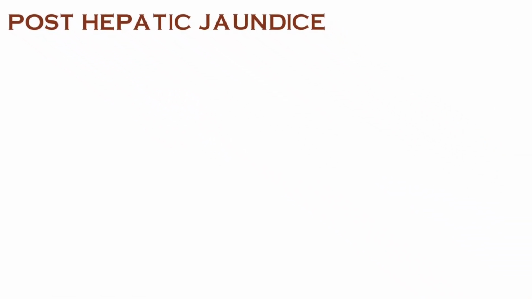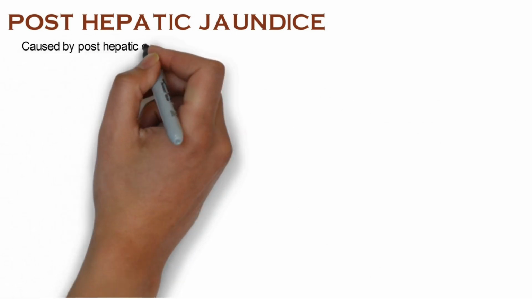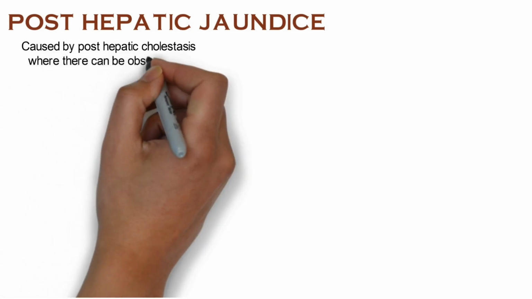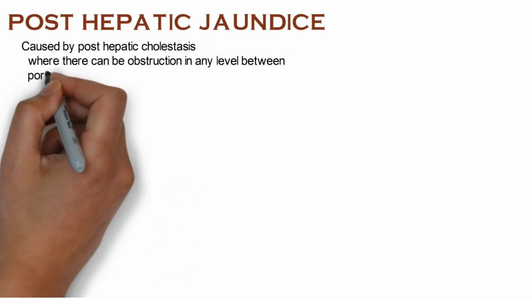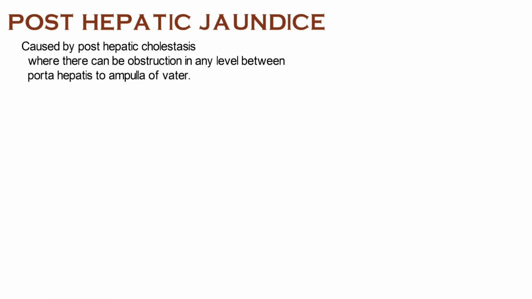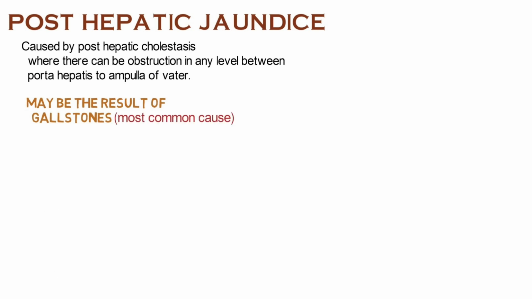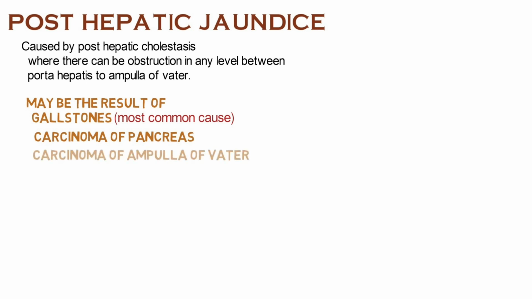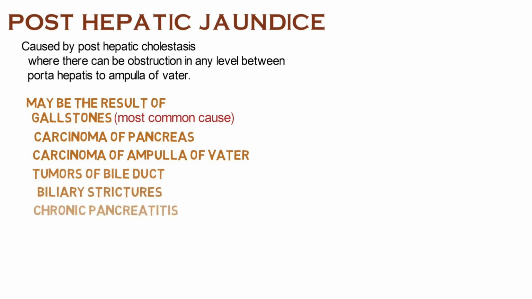We talked about prehepatic and hepatic jaundice. So now let's talk about posthepatic jaundice. Posthepatic jaundice is caused by posthepatic cholestasis, where there can be obstruction at any level between the porta hepatis and the ampulla of Vater. It may be the result of gallstones, which is the most common cause. It might be due to carcinoma of pancreas or carcinoma of ampulla of Vater or tumors of bile duct or biliary strictures. Sometimes chronic pancreatitis may also result in posthepatic jaundice.